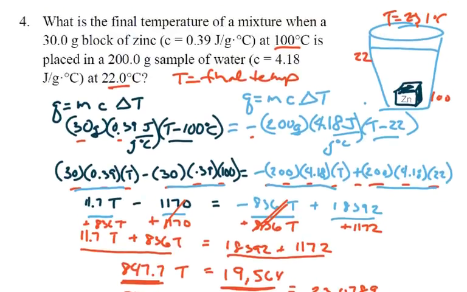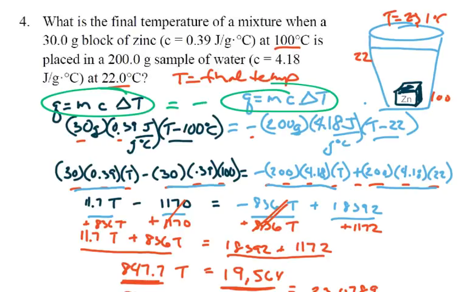So just a quick review. I want to do Q equals mc delta T for the block. I want to do Q equals mc delta T for the water. And I'm going to make them equal to each other, except that there has to be a negative in here because one is heat gained and one is heat lost.